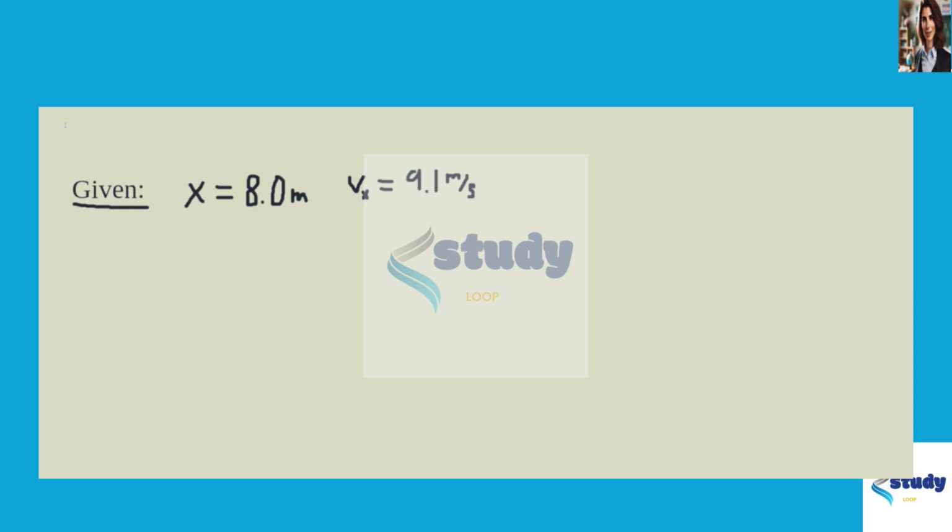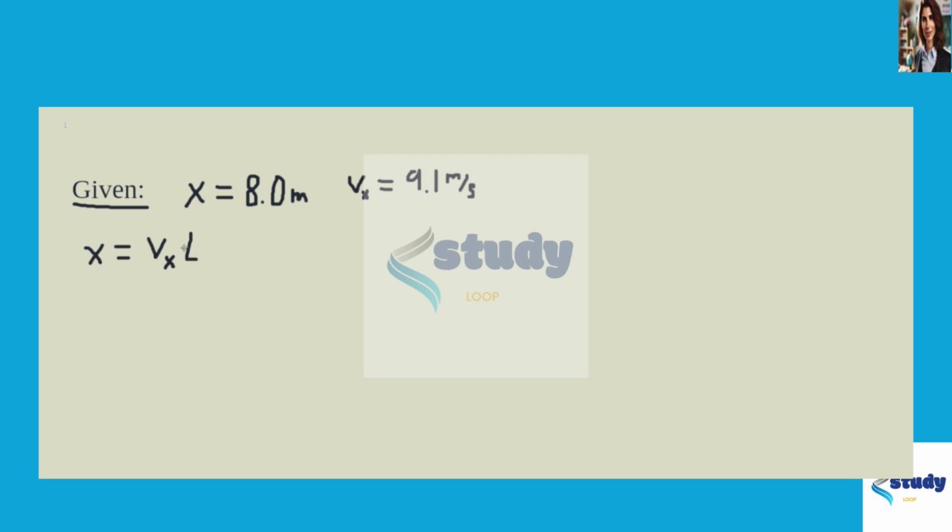Okay, so I wrote what we were given here, and that's the distance he travels, which I call x. As far as the horizontal distance, it is 8.0 meters, and the velocity in the x direction is 9.1 meters per second. So we're asked how long he's in the air, and you can figure that out using what's given here. That's because the distance he travels in the x direction is going to be equal to the velocity he's traveling in the x direction times the total time he travels.